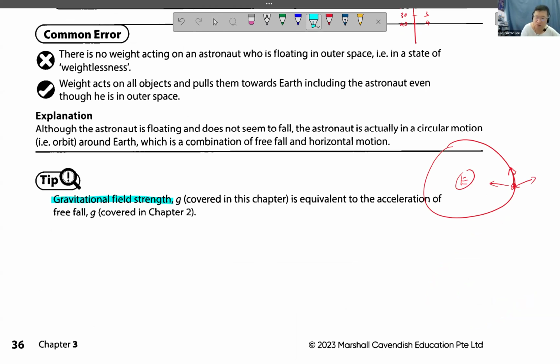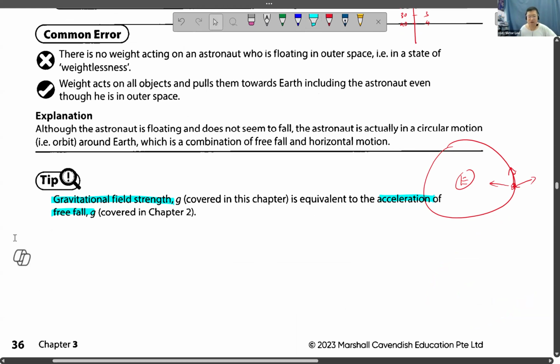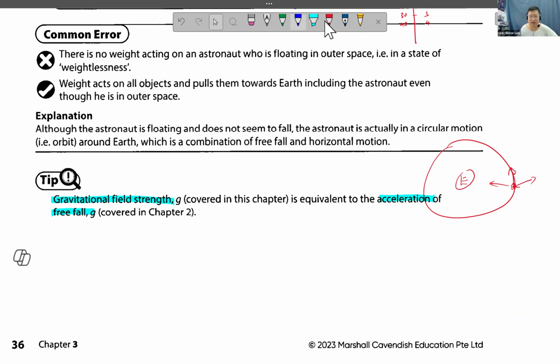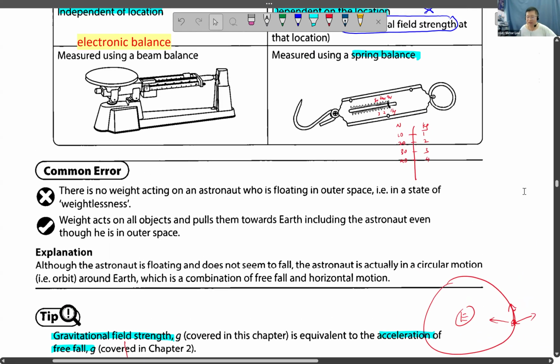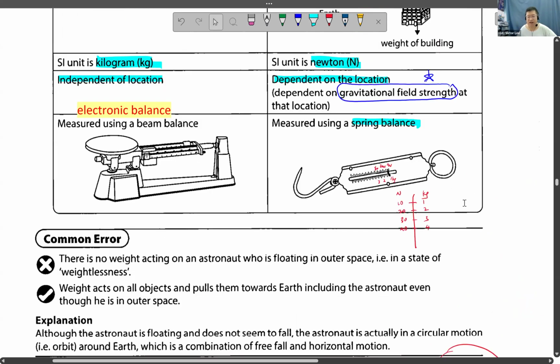Gravitational field strength is also equal to the acceleration of free fall, acceleration due to gravity. The difference is this: gravitational field strength is 10 Newton per kg, roughly 10. Let me get the calculator here. This is a more exact one. Here, 9.81 is a more exact figure.